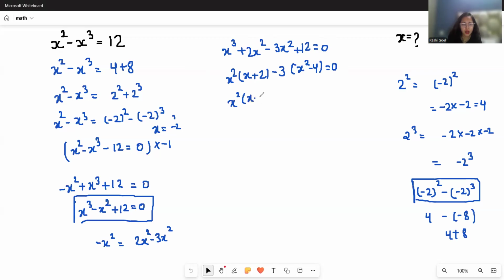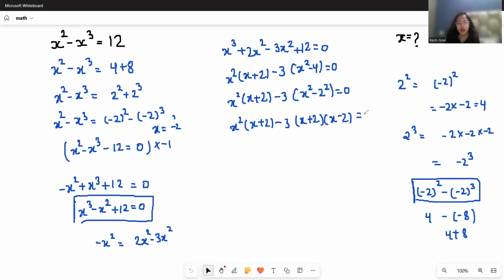So x square, x plus 2 minus 3, x square, this 4 I can write as 2 square, is equals to 0. Now here I am going to use the identity a square minus b square, which is equals to a plus b, a minus b, is equals to 0. Now x plus 2 as common, so x square minus 3 times x minus 2 is equals to 0.